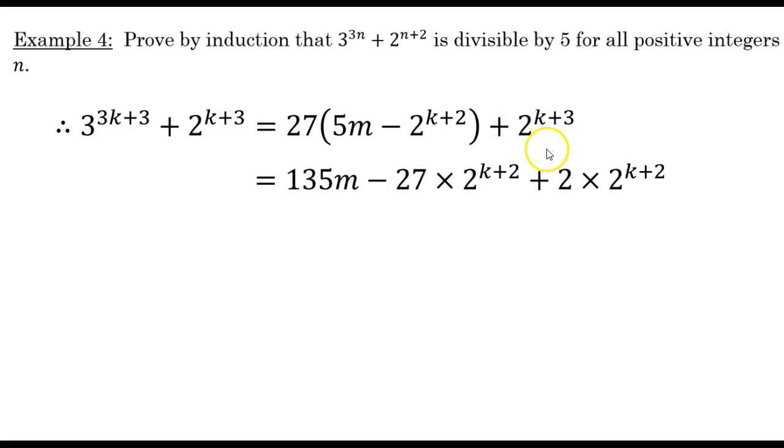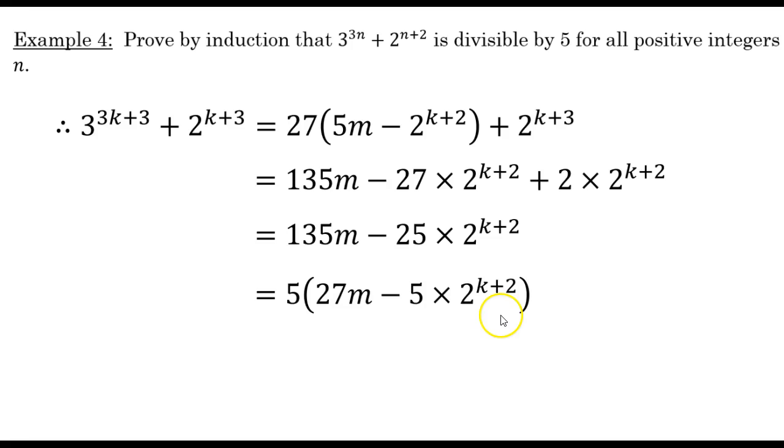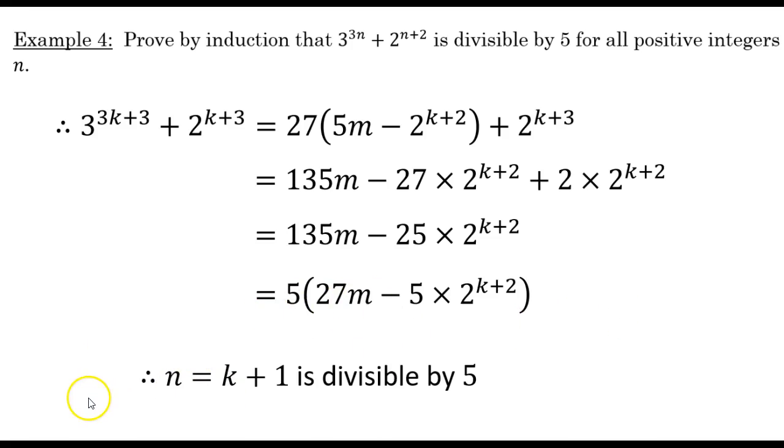Now, 2 to the k plus 3 is 2 to the 1 times 2 to the k plus 2, so 2 lots of 2 to the k plus 2. I have negative 27 of these, plus 2 of the same thing. That gives me my 135m, and this gives me minus 25 times 2 to the k plus 2. Now I can factorise, taking a common factor of 5 out. Whatever's in the brackets here is still going to be an integer, because it's only been multiplied and subtracted. So it's 5 times some integer, which means that it is divisible by 5.